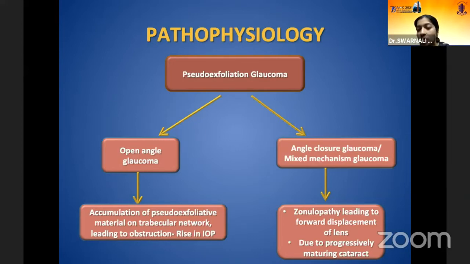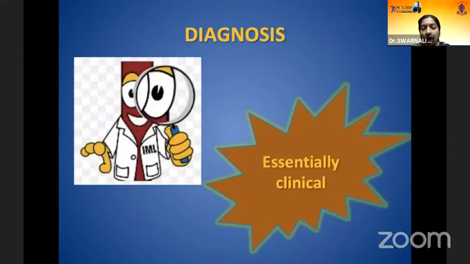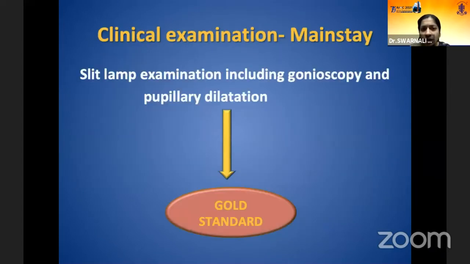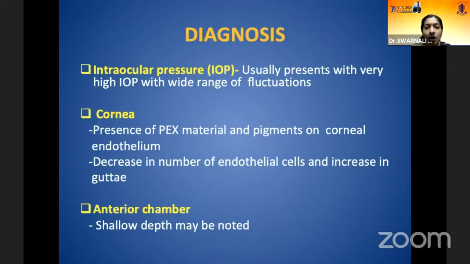It may also occur due to progressively maturing cataract, which causes narrowing of the angles. Now, diagnosis is essentially clinical. A meticulous slit lamp examination, including gonioscopy and pupillary dilatation, is considered to be the gold standard. Coming to intraocular pressures, as I've already said, these patients usually present with very high intraocular pressure and show a wide range of IOP fluctuations.